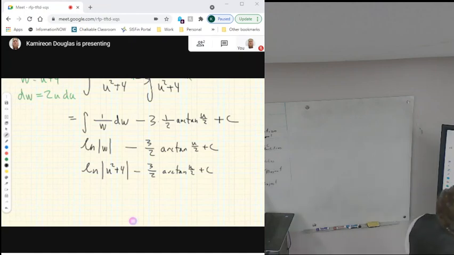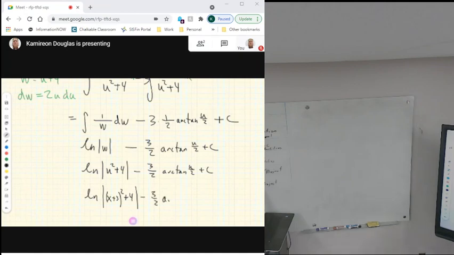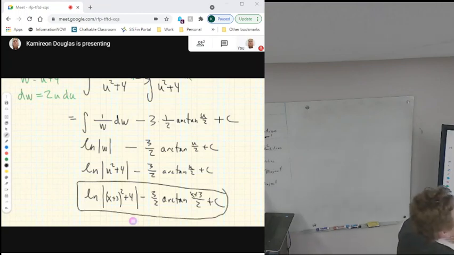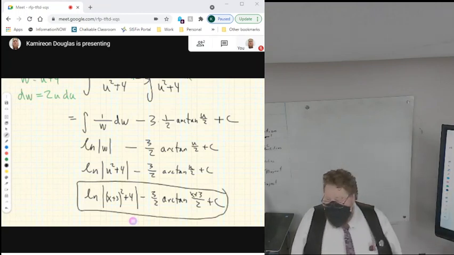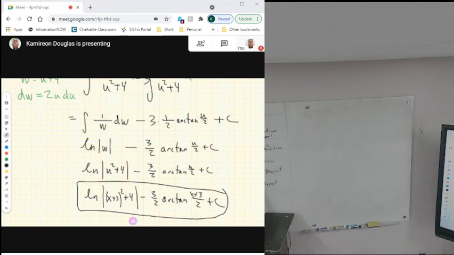And u, as you recall, is x plus 3. This becomes ln absolute value of x plus 3 squared plus 4 minus 3 over 2 arctan of x plus 3 over 2 plus c. This problem required a double substitution in order to get it to work.